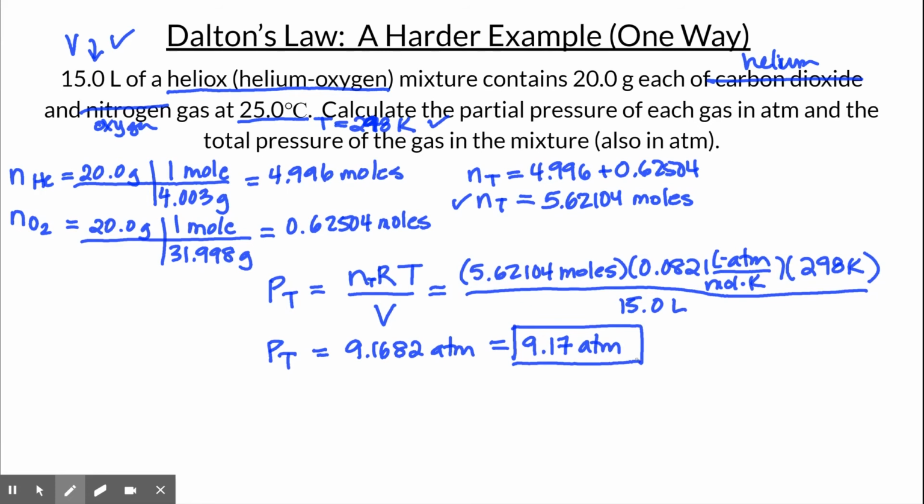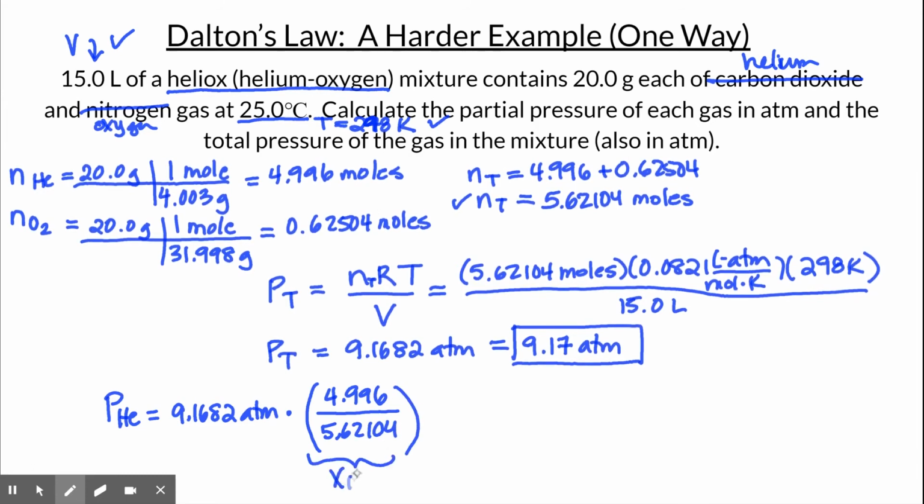Now to do the partial pressure, we do have the individual numbers of moles after all, so we can go ahead and solve for, say, the partial pressure of helium, which is going to be 9.1682 atm times, we know the number of moles of helium was 4.996, and the total number of moles was 5.62104. So this part here is the mole fraction of He. So solve and get 8.15 atm. I will round this to 3 sig figs now. So there's our helium partial pressure.